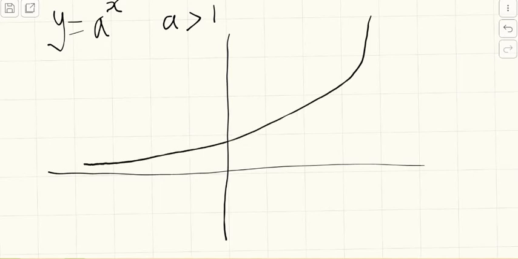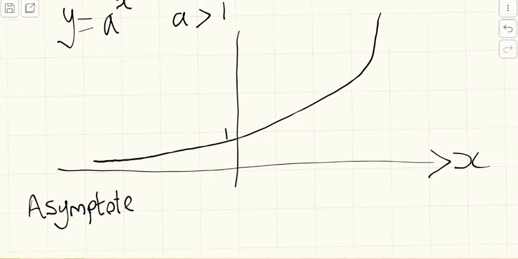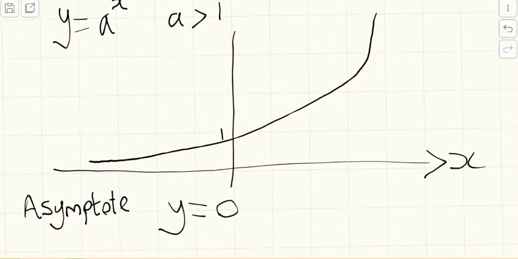If you have a graph for y is equal to a to the x, where a is some constant, and a is greater than 1, then your curve will look something like this, where the y-intercept is 1, and the asymptote is the x-axis, or the line y equals 0.